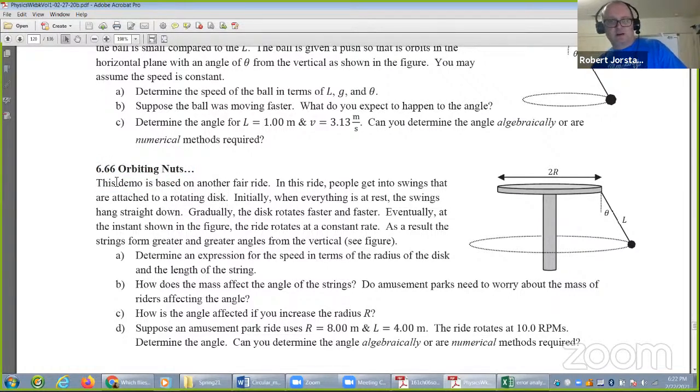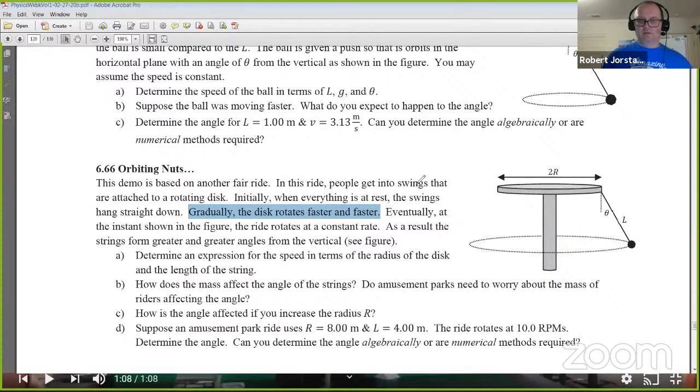All right. So it's another fair ride. Maybe you've seen this one where they get in swings and swing up. Things are initially at rest, and initially the swings are hanging down. Gradually, the ding, ding, ding. What does that line of text that I have highlighted tell you? A10 equals 0. So that means approximately 0. Good. So gradually it's speeding up. So that means A10 is not 0, but it's so close to 0 we can ignore it.